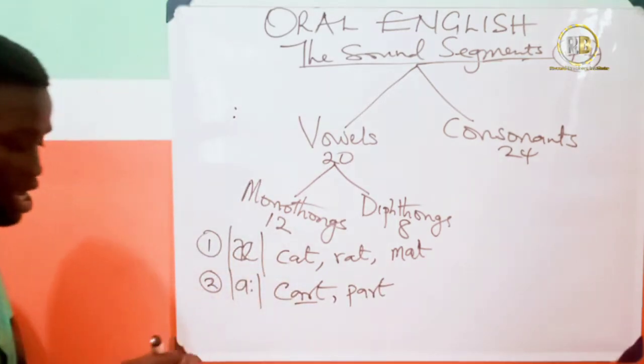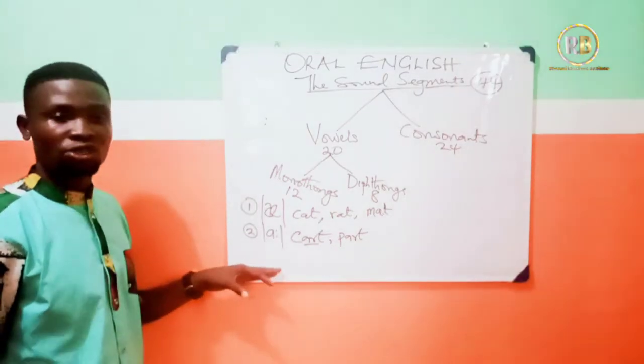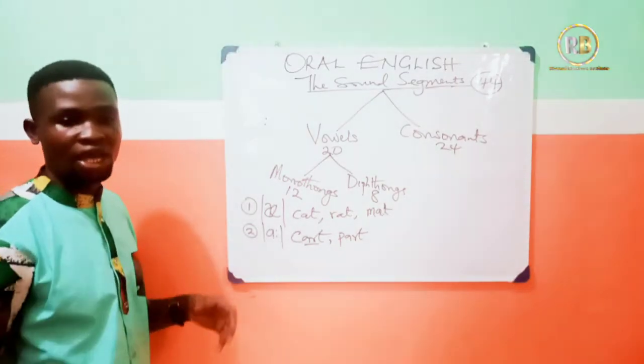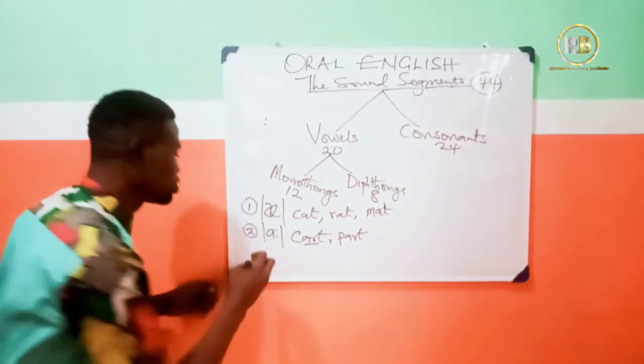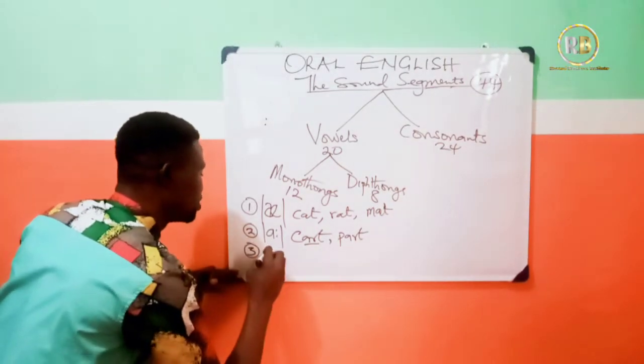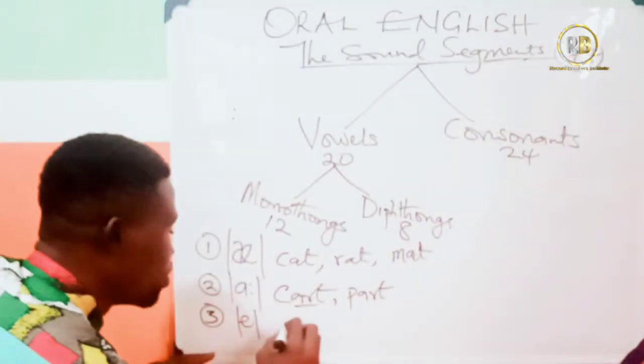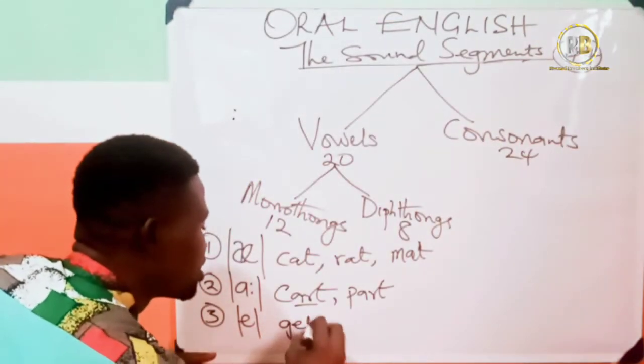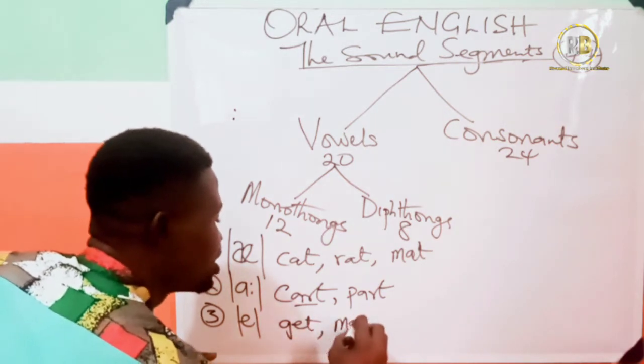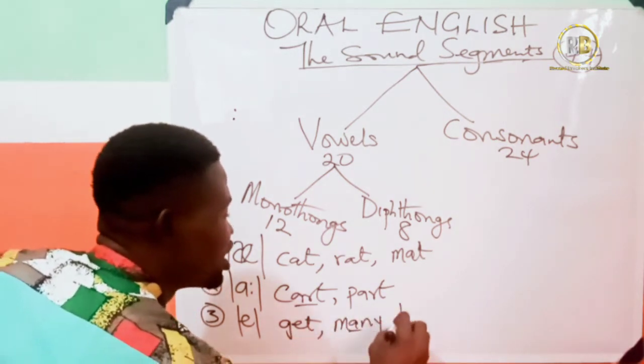Please, my viewers, I'm only working with time. Don't worry, I will explain more in our subsequent classes, like I said. So we go to the third one. The third one is this. This is a short vowel sound, you know. We get it in a word like get. We also see it in a word like many, and we also see it in a word like bet.